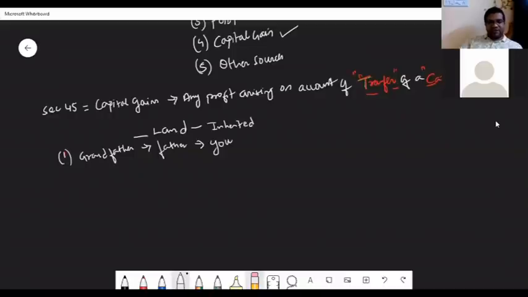And the value of this land right now in the market is 10 crores. So this land was originally purchased by your father, and now your father will give it to you. You will inherit this from your dad. And the value of this land is 10 crores. So should you pay capital gain tax or not? Does it result in capital gain or not? Or is this not a capital gain? That's the question that you have to answer.